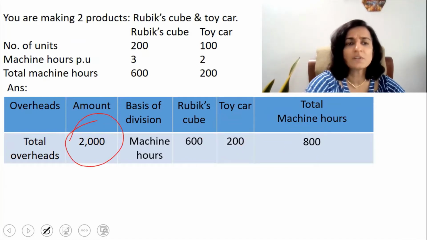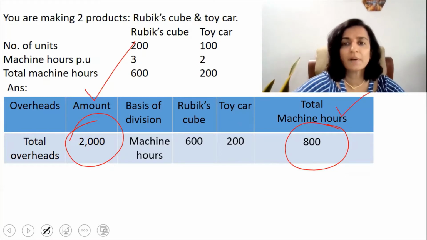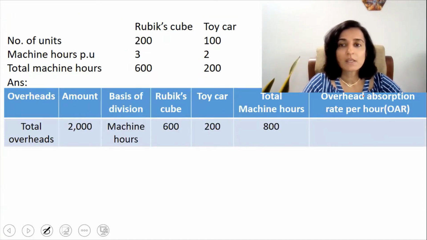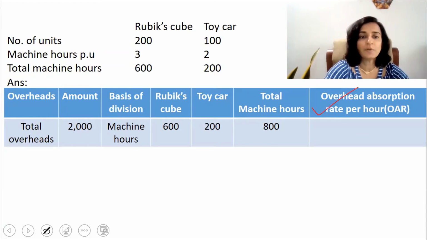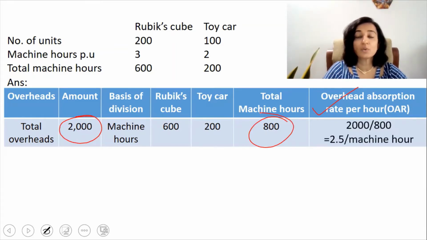Now, what is $2,000 divided by 800? That is the total fixed overheads divided by the total machine hours. It is nothing but the overhead absorption rate per hour. So we will make a note of that. So overhead absorption rate per hour is the total fixed overheads divided by the total machine hours. That is 2,000 divided by 800, which gives an amount of $2.5 per machine hour. Now we will allocate it to each product.